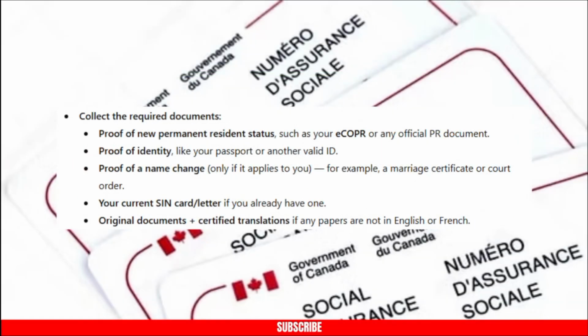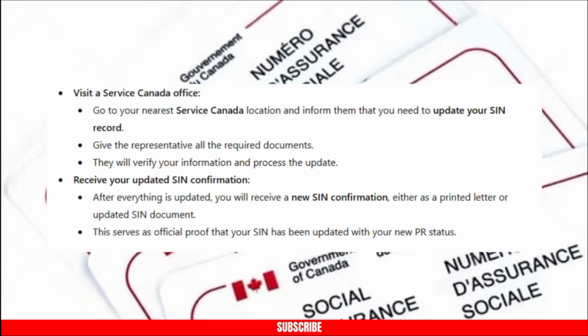So let's get started. First, collect the required documents: proof of new permanent resident status such as your eCOPR or any official PR document, then proof of your identity, for example, your passport or any valid ID, proof of a name change only if it applies to you, for example, a marriage certificate or court order, your current SIN card letter if you already have one, and original documents plus certified translations if any papers are not in English or French.